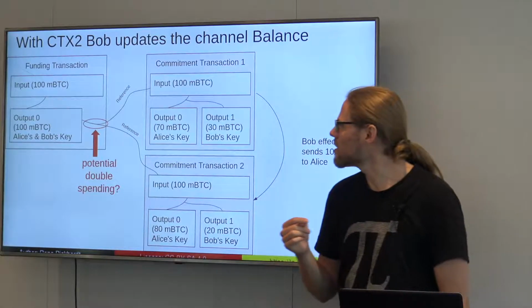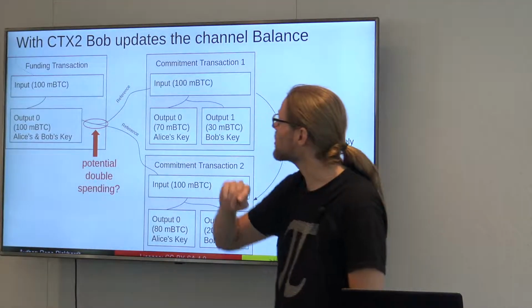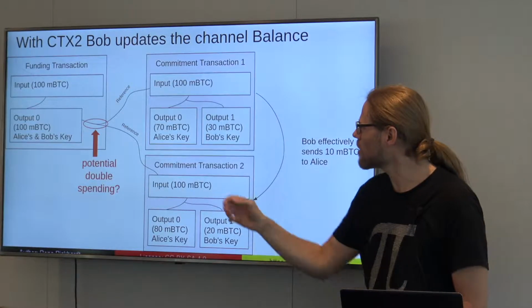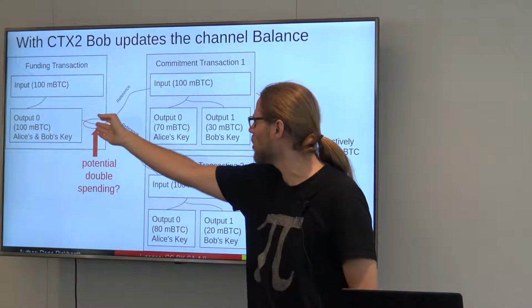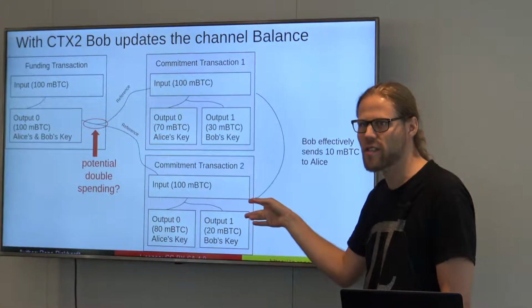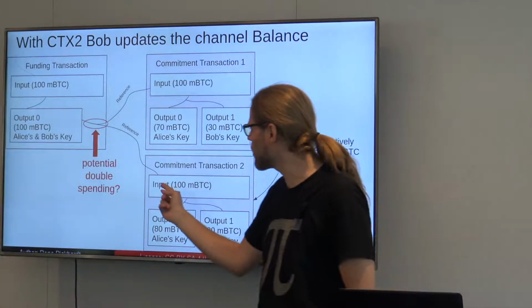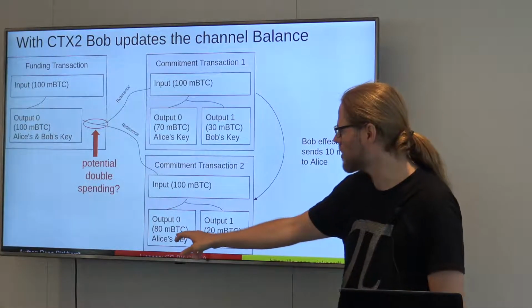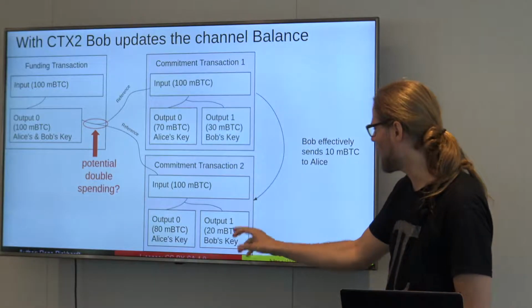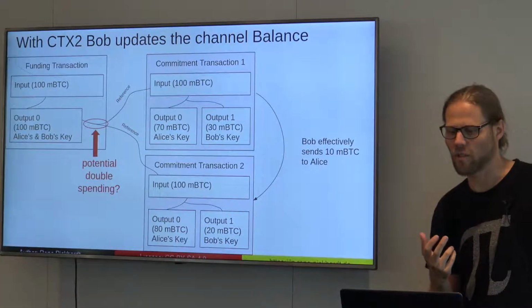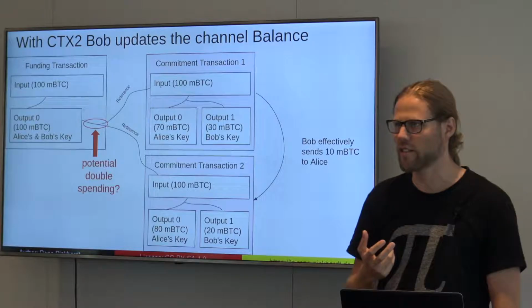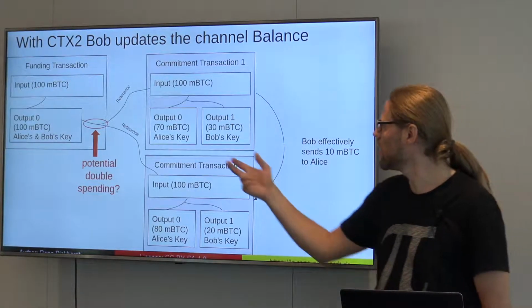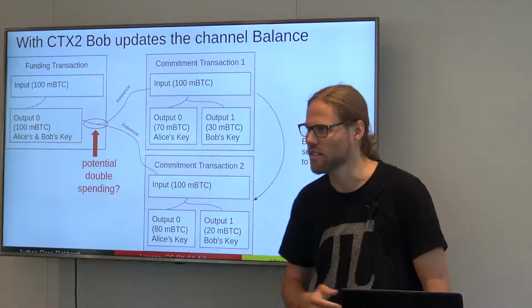So now we create a second commitment transaction. Bob updates the channel balance, right? So if you look at this, this is exactly the picture as we had it before. But now we have the commitment transaction 2 coming to this. This one is also referring to the output of the multisig wallet. But now Alice gets 80 millibitcoin and Bob gets 20 millibitcoin. What this means is that effectively Bob has sent 10 millibitcoin to Alice. Right? Because before Alice had 70, now Alice has 80.